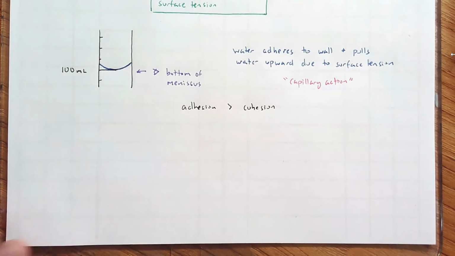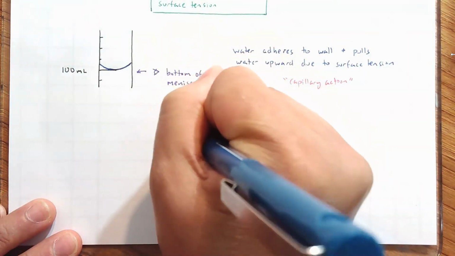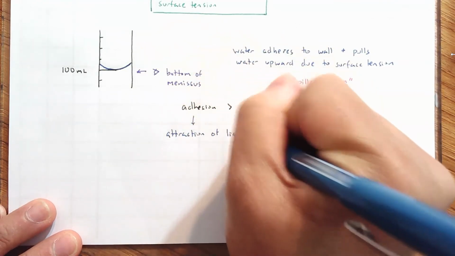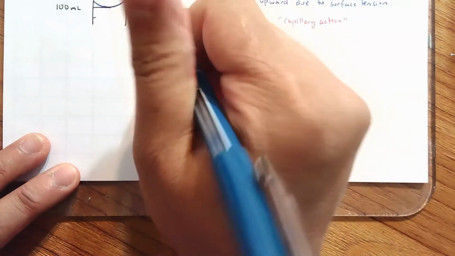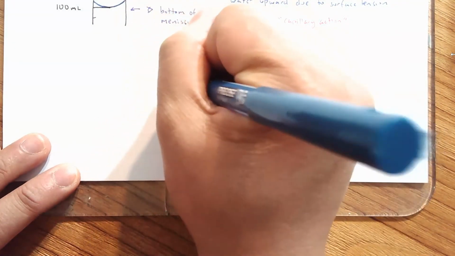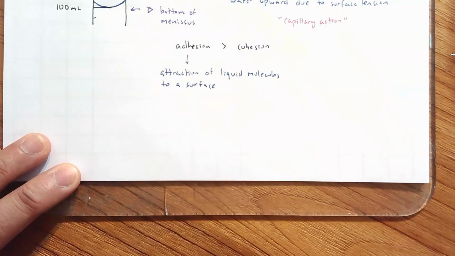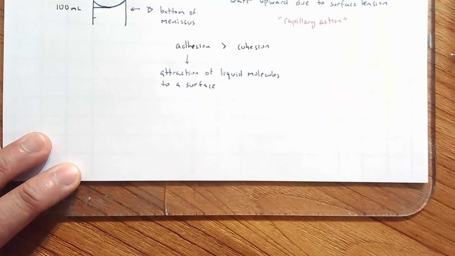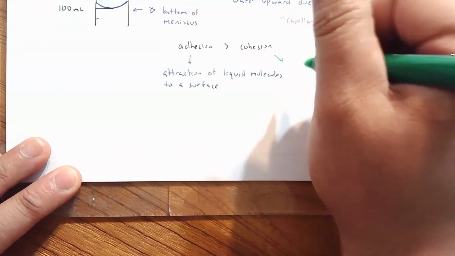All right, let me give you a definition. Adhesion is the attraction of liquid molecules to a surface. In this case, the surface of the walls of the graduated cylinder. Cohesion is the attraction of liquid molecules to each other.